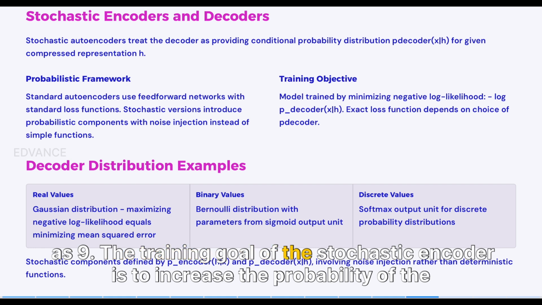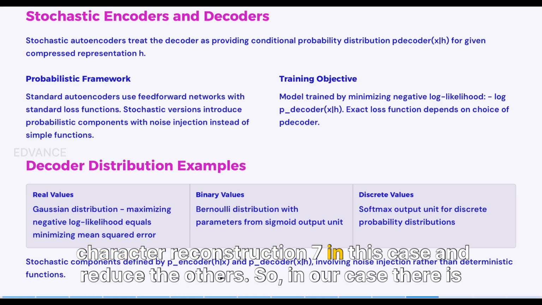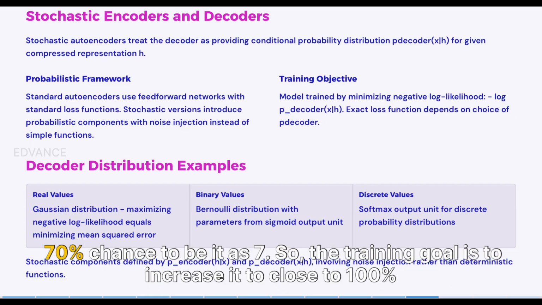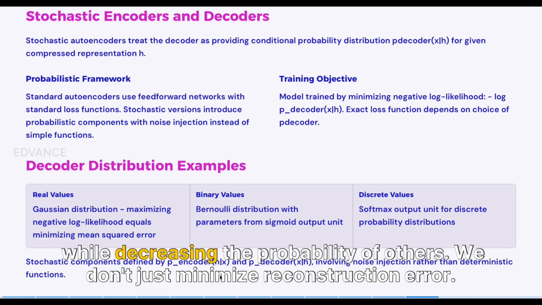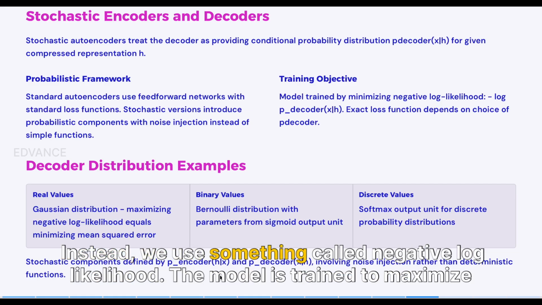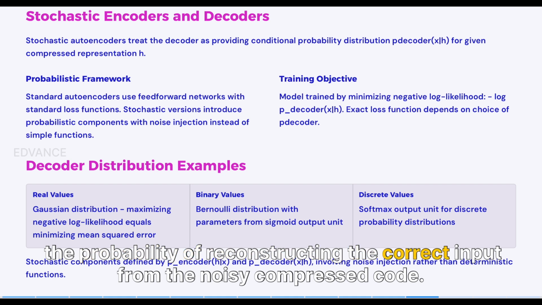The training goal of the stochastic encoder is to increase the probability of the correct reconstruction, 7 in this case, and reduce the others. So in our case, there is 70% chance to be 7. So the training goal is to increase it to close to 100% while decreasing the probability of others. We don't just minimize a reconstruction error. Instead, we use something called negative log likelihood. The model is trained to maximize the probability of reconstructing the correct input from the noisy compressed code.